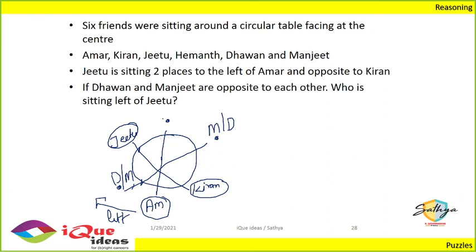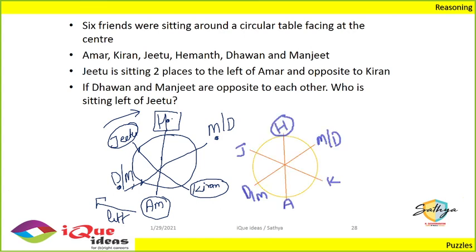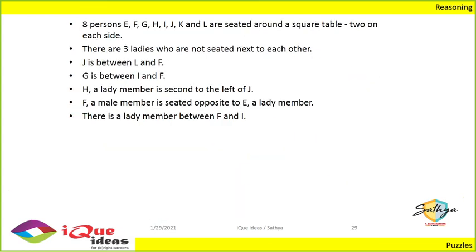Now who is the only person left? Hemant, and that is this position. So left of Jitu is Hemant. Did you get that? Excellent. Chalo. Try this one.